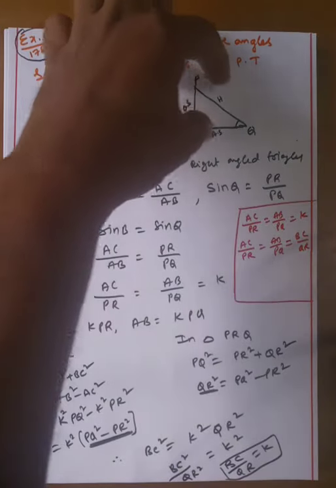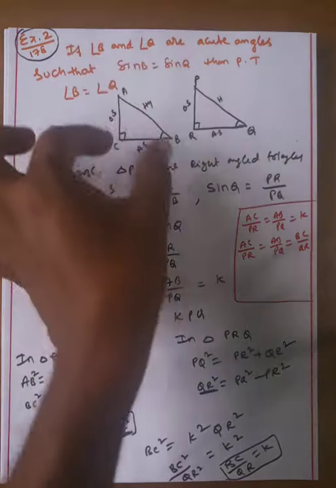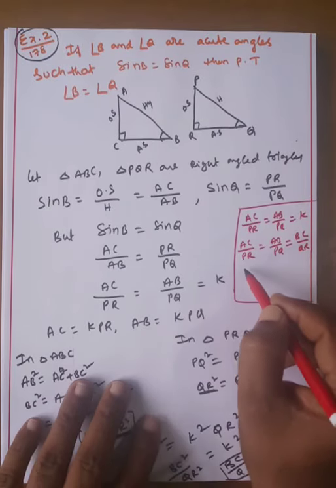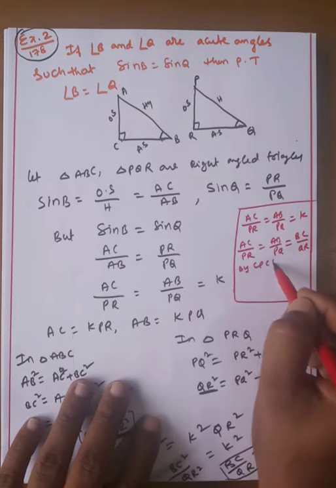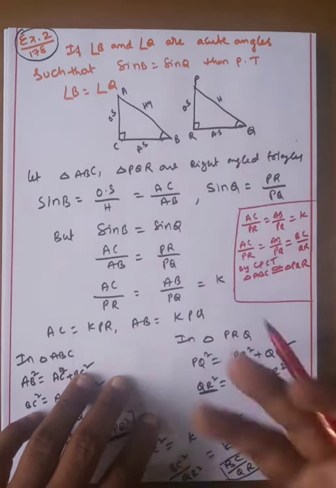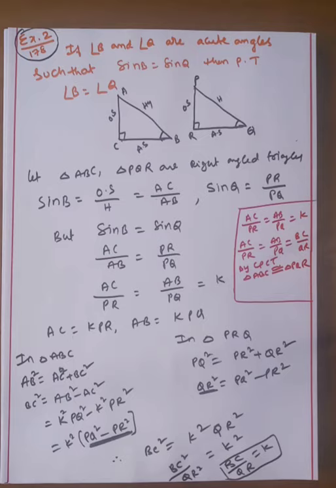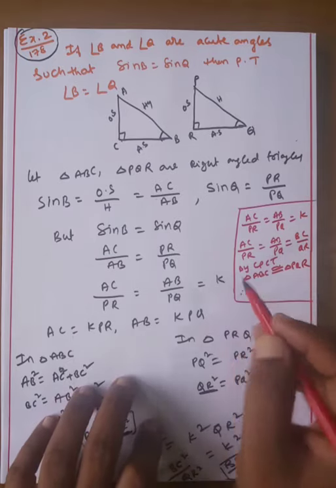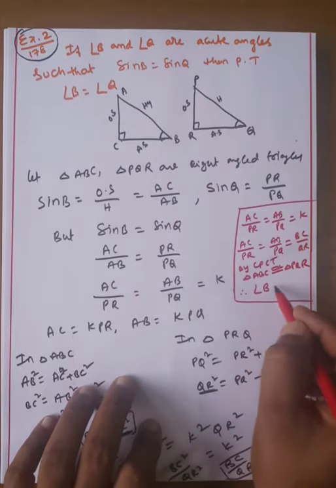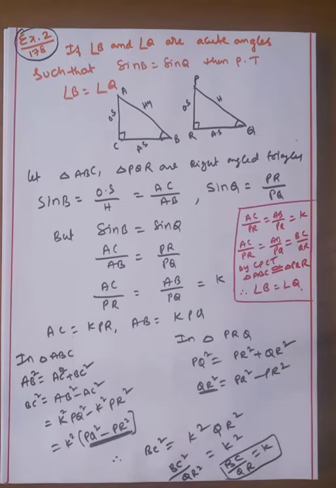This AC is equal to this one, this one is equal to this one, this one equal to this one. By CPCT, congruent parts of congruent triangles must be equal. By CPCT, the triangle ABC is congruent to triangle PQR, which means all angles must be equal. Remaining parts must be equal means this angle equal, this also equal, this also equal. Therefore, angle A equals angle P, angle B is equal to angle Q. Okay, my dear students, in this way we will do the problems.